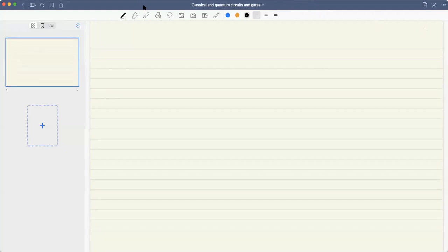So let's start by thinking about classical gates or classical digital circuits.